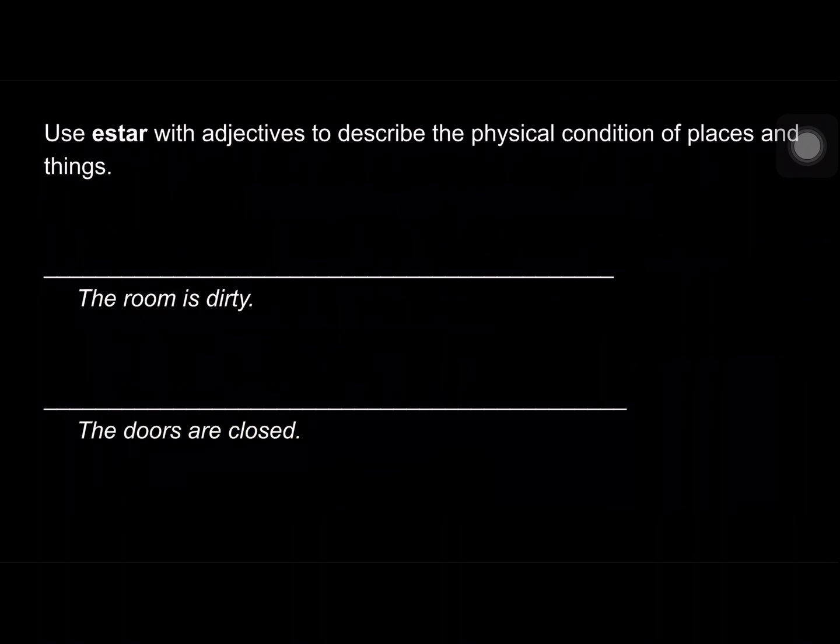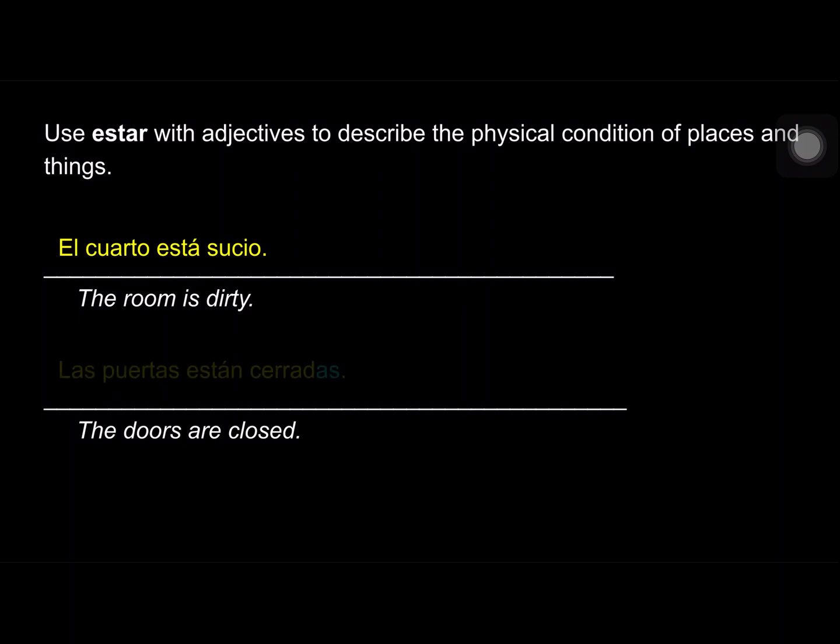Here's the first one. You're going to use estar with adjectives to describe the physical condition of places and things. So if I want to say the room is dirty, I would say el cuarto está sucio. If I want to say the doors are closed, that would be las puertas, because we're talking about more than one, están cerradas.